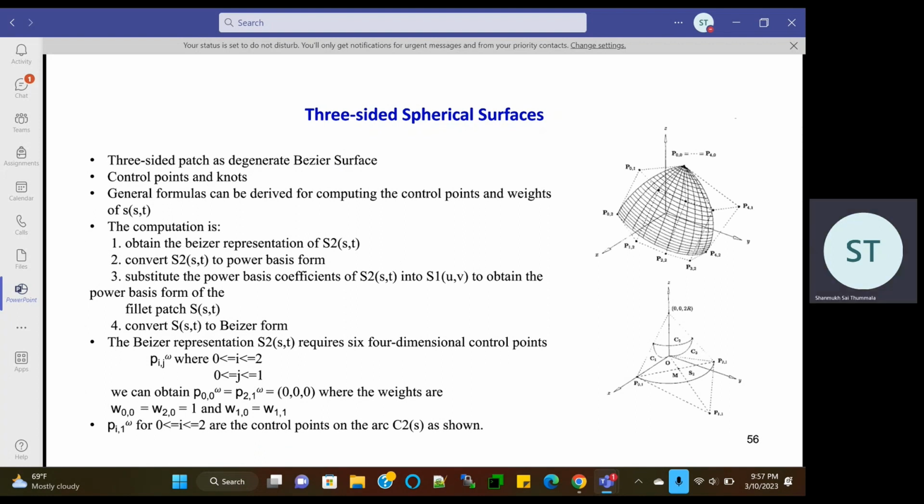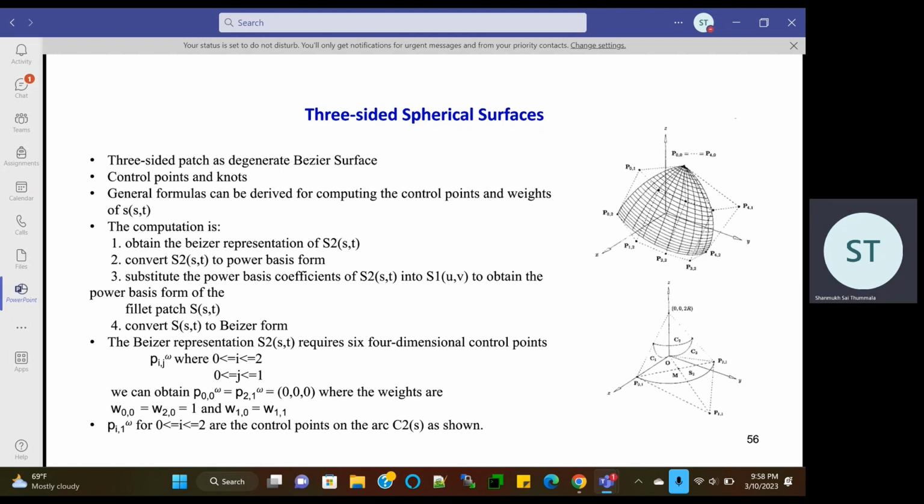Three-sided patch as a degenerate Bezier surface, the control points and knots. The general formula can be derived from computing the control points and weights of S(s,t), and the computation is done in 4 steps. First we obtain the Bezier representation of S2(s,t), and then we convert it to the power basis form and substitute the power basis coefficients of S2 into S1 to obtain the power basis form of the fillet patch S(s,t), and then we convert that to the Bezier form.